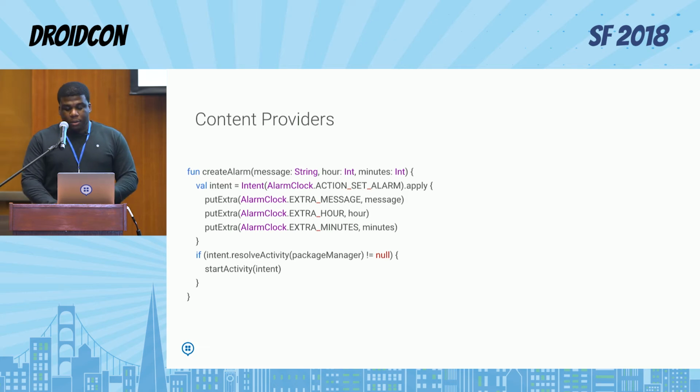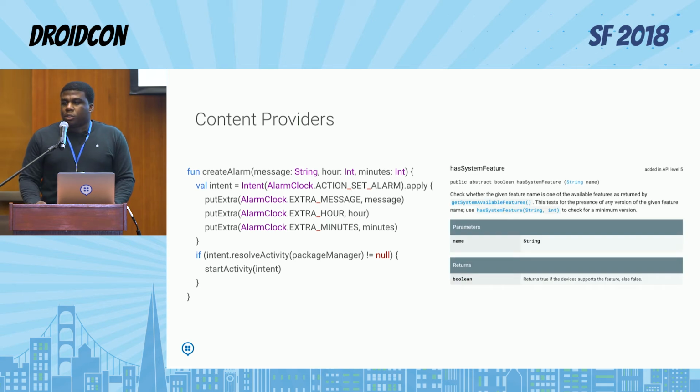And to fix any potential crashes that you can have, you can always use the has system feature method on the package manager class, and that would obviously fix all of the exceptions that you could potentially get trying to call these common intents.